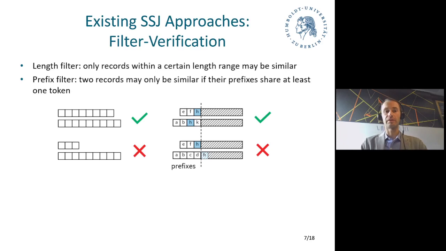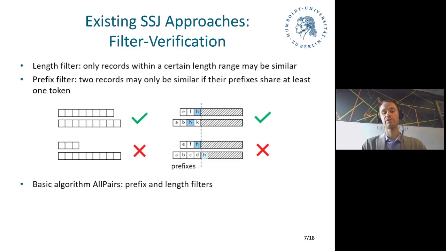There's also a prefix filter, for example. Two records may only be similar if their prefixes share at least one token. So these two records here have a prefix. This is the left part here, and it is sufficient to only look at this left part in order to find out if they can potentially be similar. They are potentially similar if they share at least one common token here. If they do not, like in this example down here, they cannot be similar.